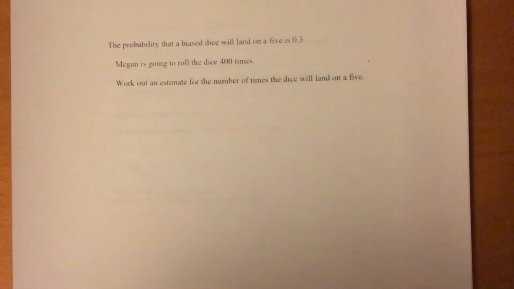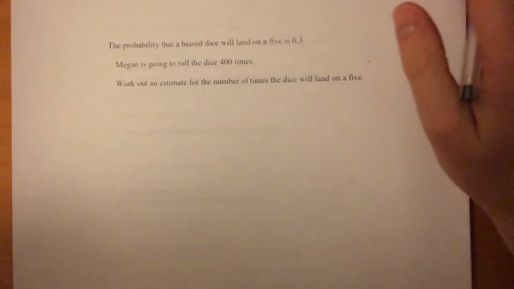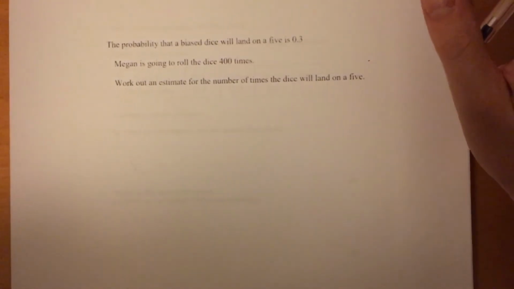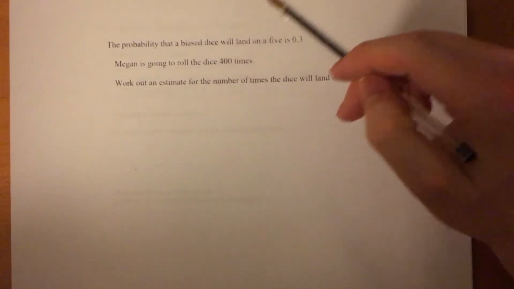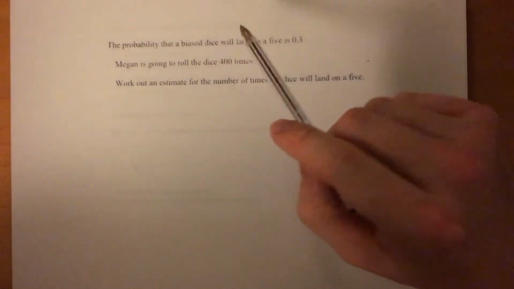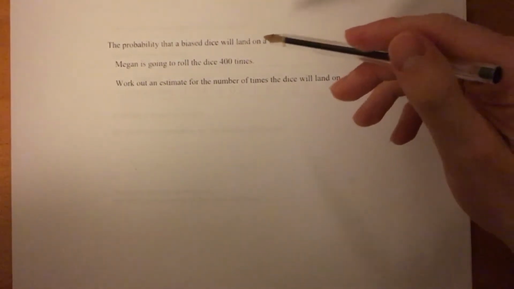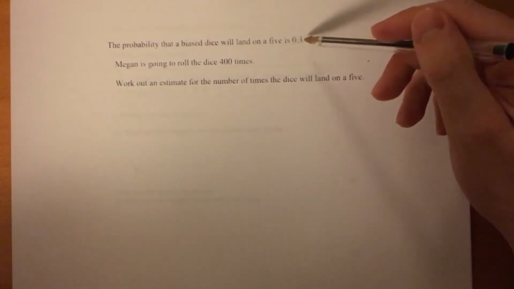Okay, so this video is going to be on probability, but a bit different to what you guys would have seen before. So let me read out the first question. I've got 3 questions to go through with you guys. The probability that a biased dice, so a dice that isn't fair, will land on a 5 is 0.3.